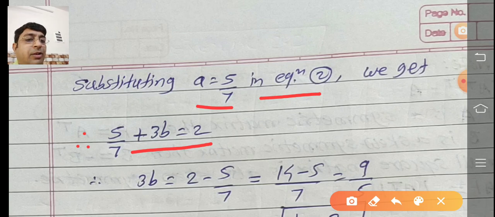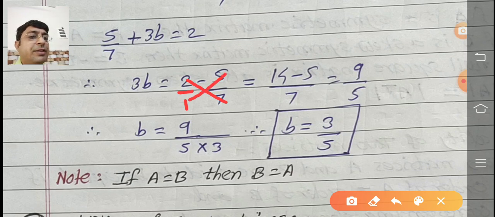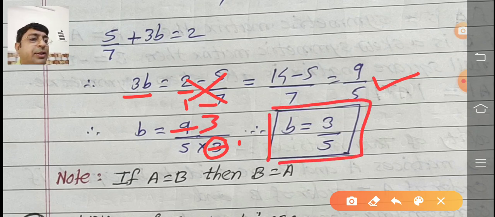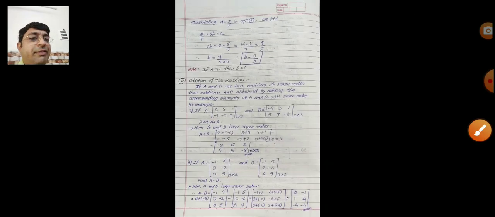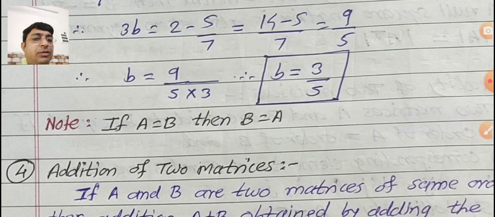5 upon 7 taking on the right hand side, so 2 minus 5 by 7. After cross multiplication, 14 minus 5 upon 7, so 9 upon 7. So on the left hand side is 3B, 3 we also shift to that side, then divide, so 3 ones are 3 and 3 3s are 9. So we are getting the answer of B as 3 upon 7. So in this way we find out the values of A and B that are asked in the question.